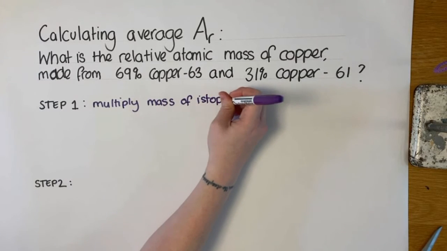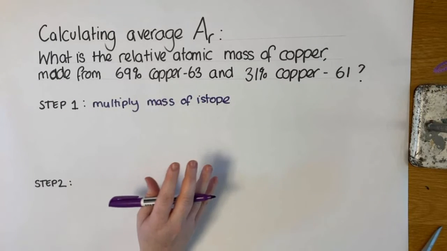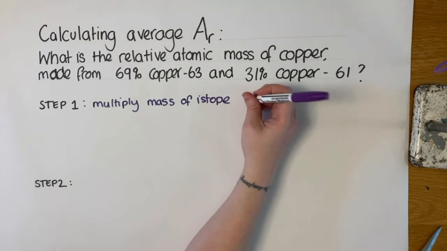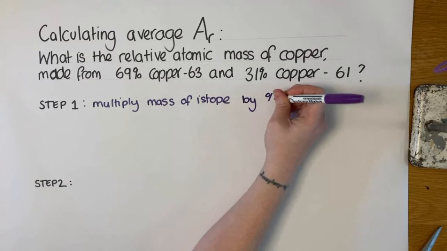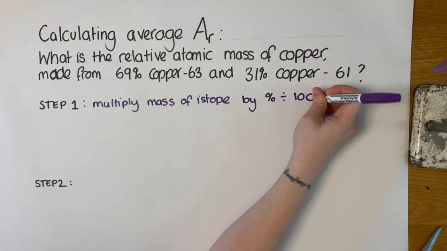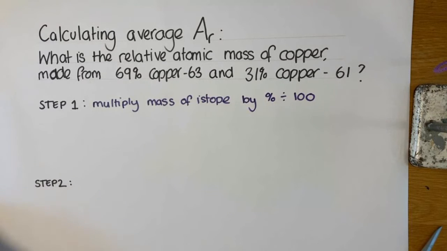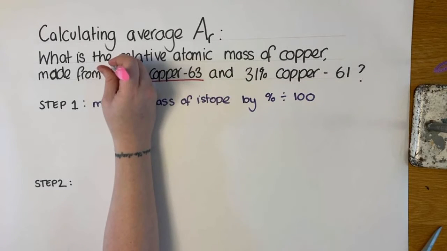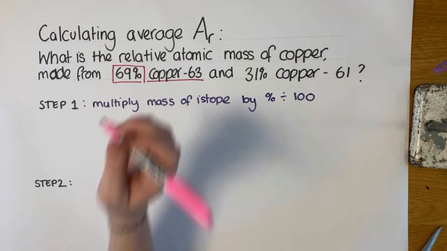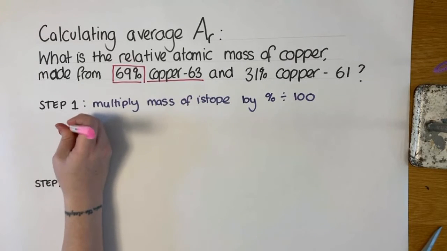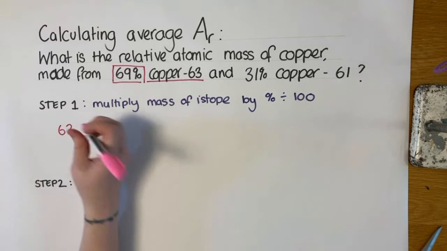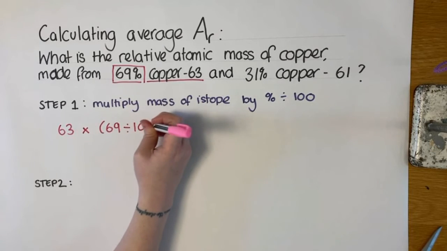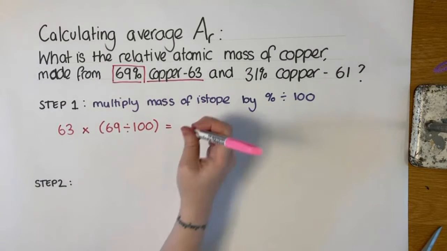Now, because percentages are telling us a proportion out of 100, we divide it by 100 before we do the multiplication. So you're going to multiply the mass of the isotope by the percentage divided by 100. Now this particular question has two isotopes. I've got copper 63 and it makes up 69% of my total. So that means I'm going to do 63, which is the mass of that isotope, multiplied by 69 divided by 100.